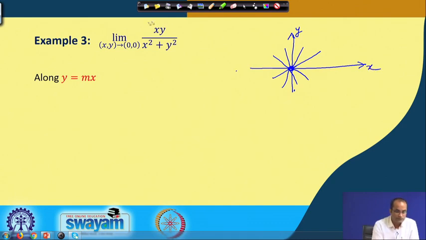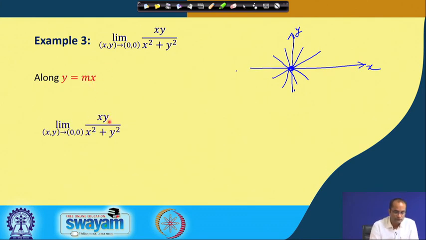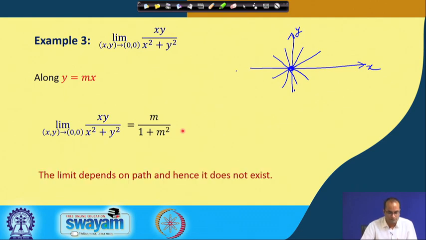So, in this case what will be this limit here? We can substitute as earlier y is equal to mx. So, here we will have mx square over x square plus m square x square, and x square will get cancelled and we will get m over 1 plus m square. What we observe again is that for different values of m we are getting a different limit. Therefore, the limit depends on the path and again this limit does not exist.